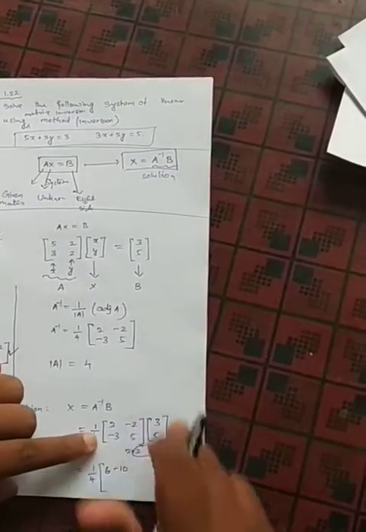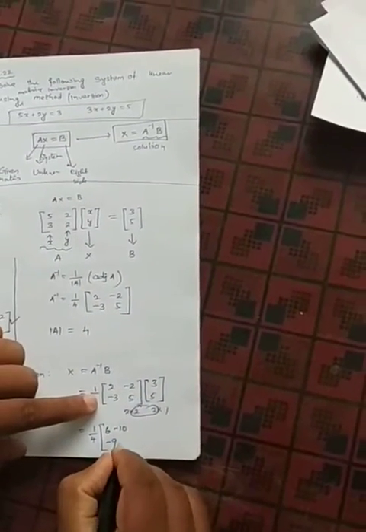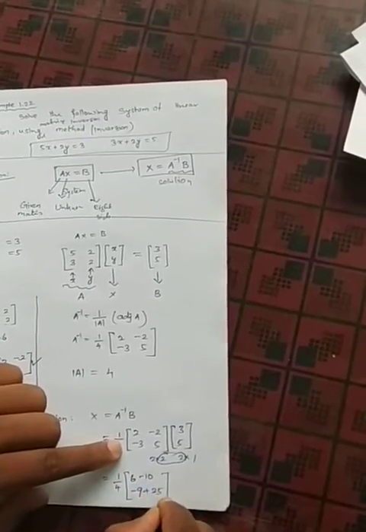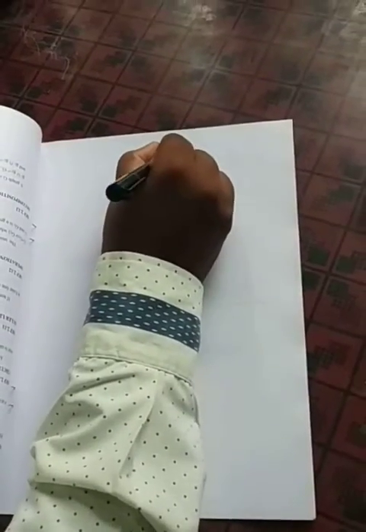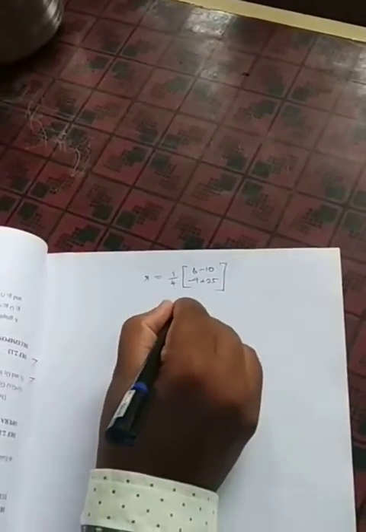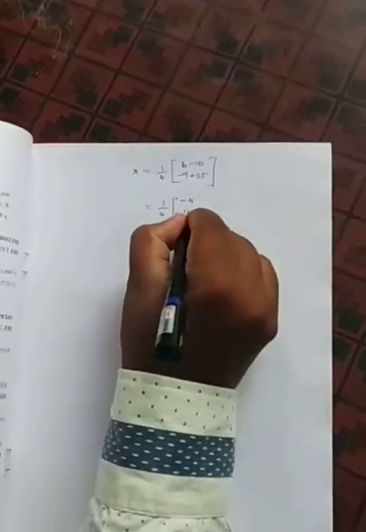Next, second row, first column. Minus 3 into 3, minus 9. Right? 5 5s are 25. Now you can see this, I am writing here. This is x value. X value is what? We are getting 1 by 4. Here I have written 6 minus 10, here I have written minus 9 plus 25 I am getting. So it is just 1 by 4. Subtract it. 6 minus 10 is minus 4. 25 minus 9 is 16 we are getting.